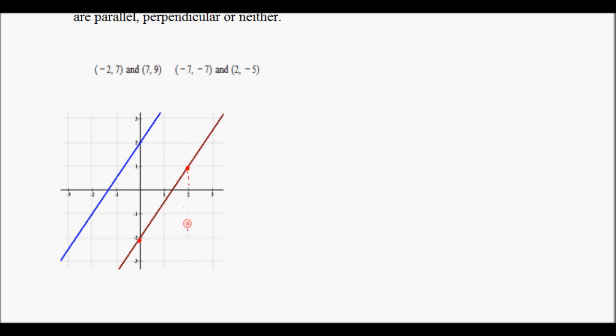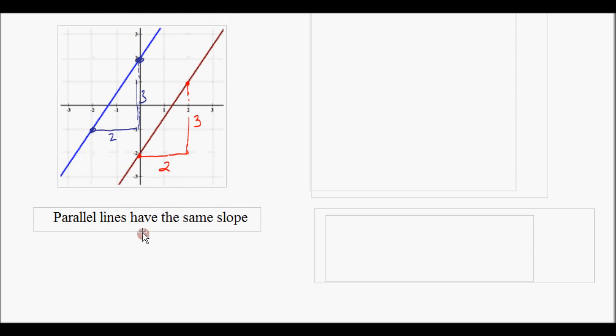Or look at it this way. The slope, remember, is the change in y over the change in x. So this has a change in y of 3, and a change in x of 2. Now let's take 2 points on the other graph. The change in y here is 3, and the change in x there is 2. So you can see they have the same exact slope. That's true of any parallel lines. Parallel lines have the same slope.